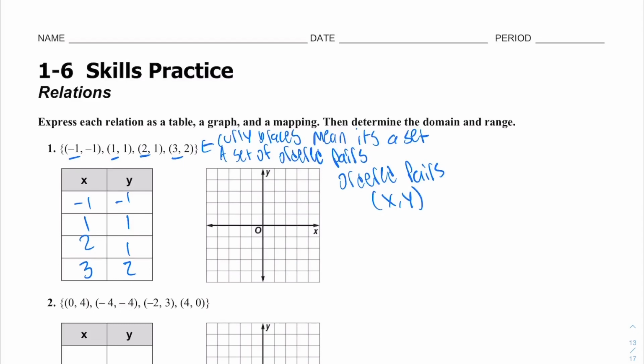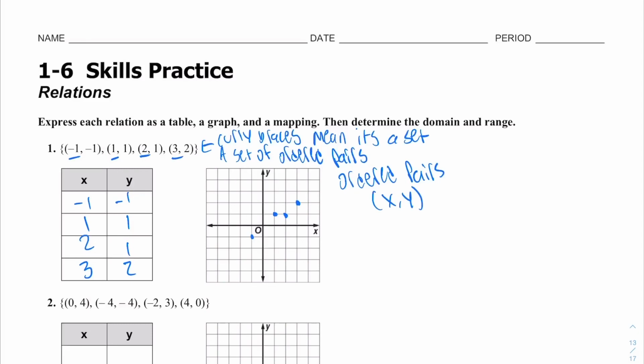To go from a table to a graph, we just take the x and we graph the x first, so we're going to go left 1, and then we're going to go down 1. The first dot was at -1, -1. The next dot is at 1, 1, so 1 to the right and 1 up. Next dot is 2 to the right, 1 up. Next dot, 3 to the right, 2 up. So that's how you would express the relation there as a graph.